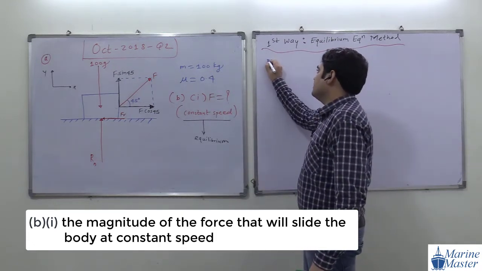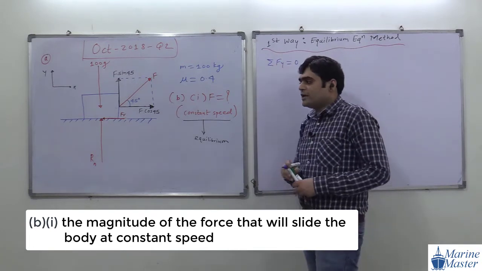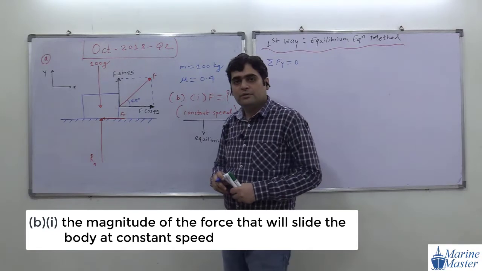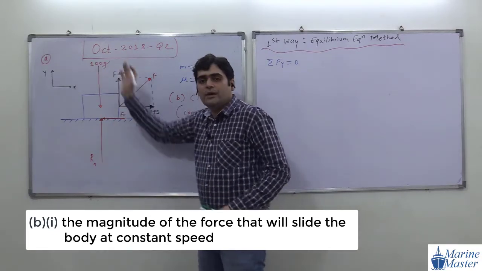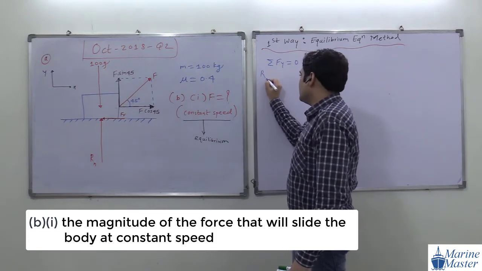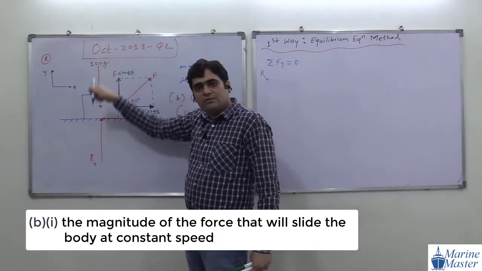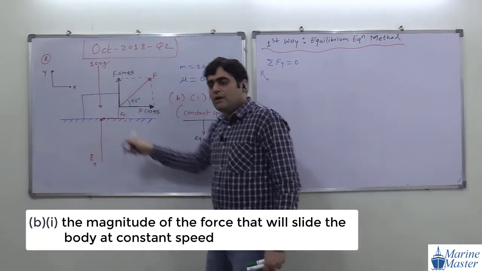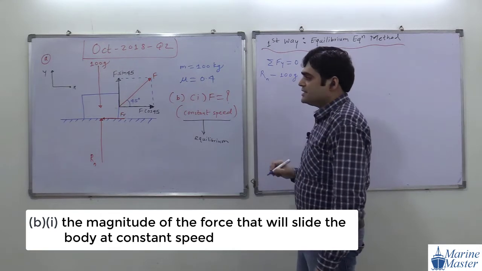Summation of forces in y direction equals what? 0. What are the forces here in y direction? First of all, Rn. Rn is positive because it is upward, so we will take Rn. Then what about this 100G? 100G is in the y direction. This is downward, so that's why minus 100G. Try to see the scenario.